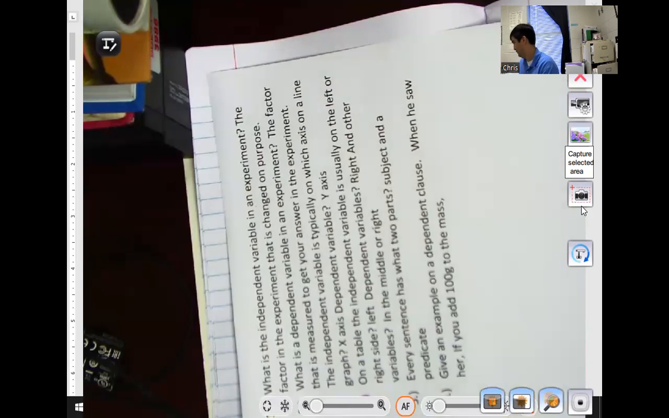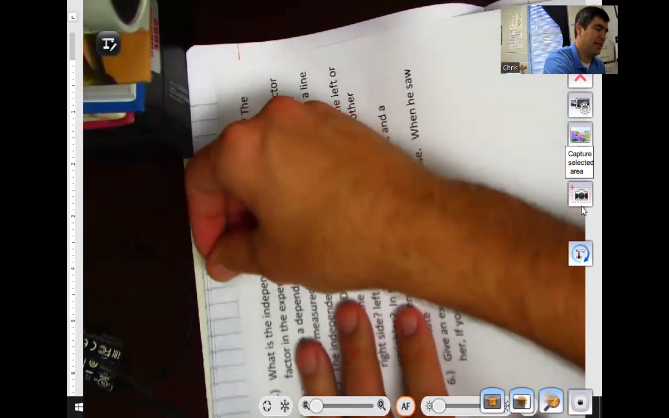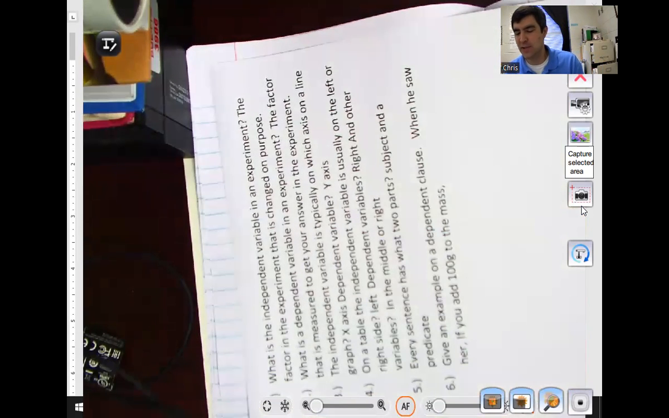Thank you, Caleb. This is going to go on page 6. This is the bell ringer that you did. This is page 6. This is going to be page 7. These two pages will be 7.